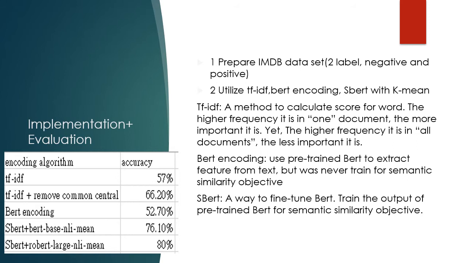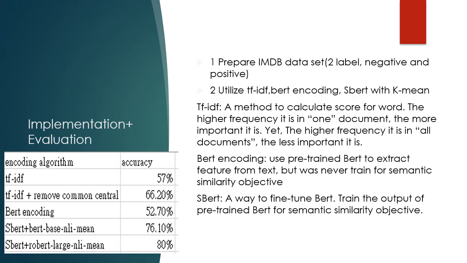BERT encoding is a way to use pre-trained BERT to extract features from text, but BERT was never trained for semantic similarity objective. So, someone proposed SBERT. It's a new way to fine-tune BERT, train the output of pre-trained BERT for semantic similarity objective.